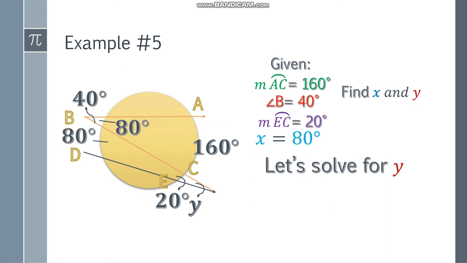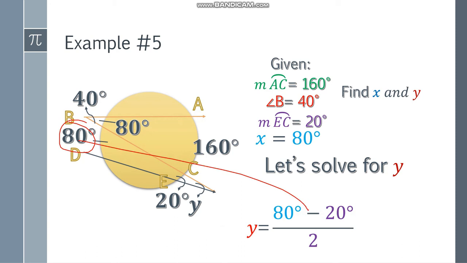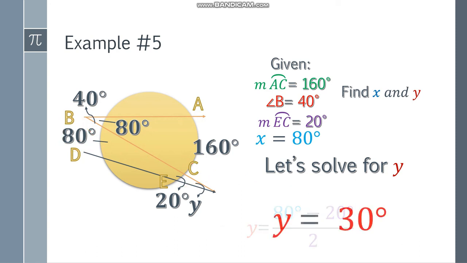Now, you may see in the figure that there's a line here, like this one. It means that they are congruent. So if this is 80, then that means this is also 80 degrees. Now, we can solve for the value of y because we have the larger intercepted arc and the smaller intercepted arc. So we have 80 minus 20, and the answer to that will be divided by 2, and you will get an answer of 30 degrees. So y is 30 degrees.